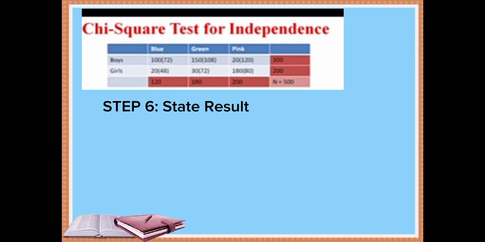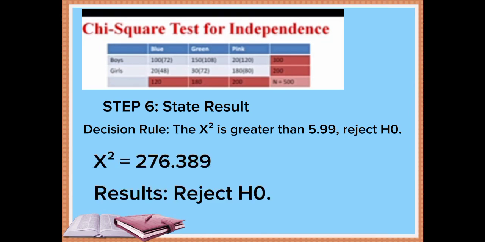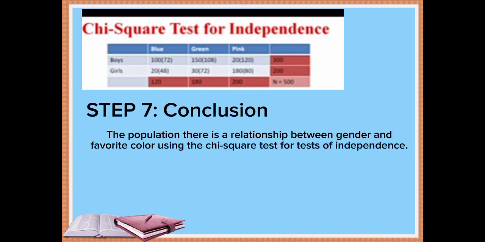276.389. So our result is, because our chi-square, which was 276.389, is greater than 5.99, we will reject the null hypothesis. That is to say that in the population, there is a relationship between gender and favorite color, using the chi-square test of independence.